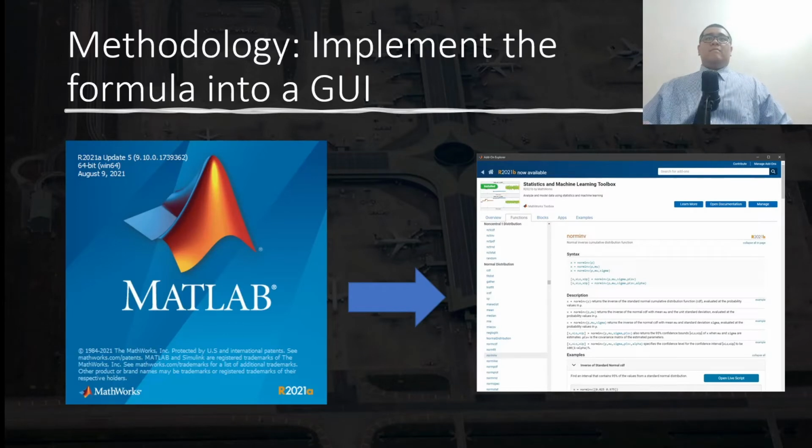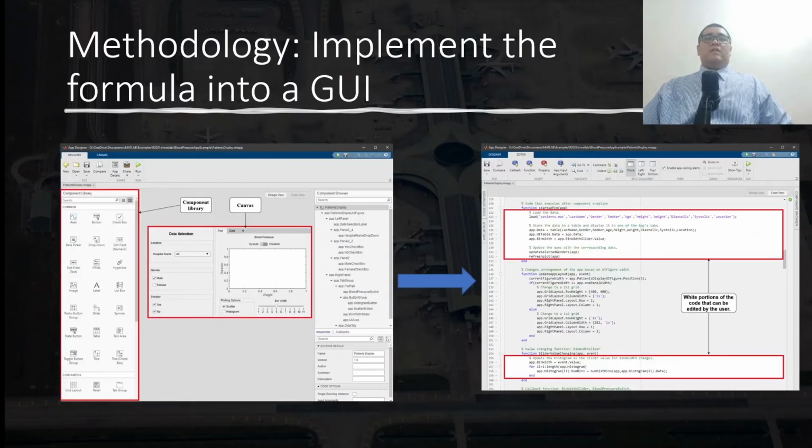Now we will implement the formula into a GUI. First, when we start up with the MATLAB software, we need to download the Statistics and Machine Learning Toolbox because we required the functions for normal distribution. Now after that, we will design the layout of the graphical user interface by selecting components from the component library and placing them on the blank canvas.